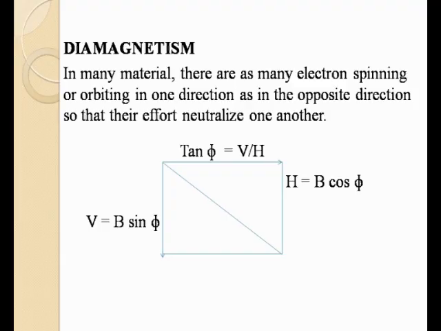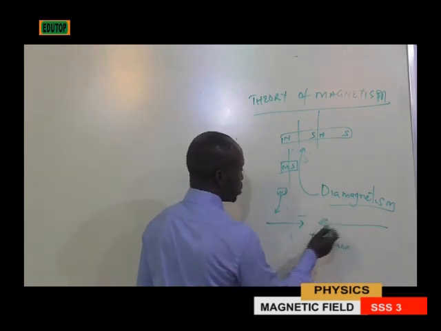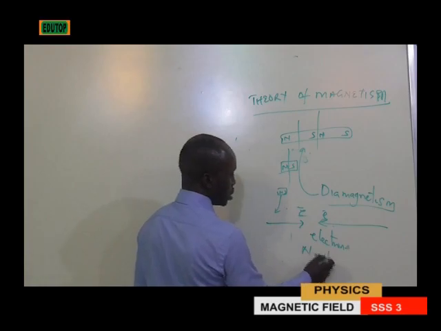Now in many materials, there are as many electrons spinning or orbiting in one direction as in the opposite direction, such that their effects neutralize one another. What are we saying? Those electrons are in opposite directions. Now at the end of the day, we have their effects neutralizing each other.